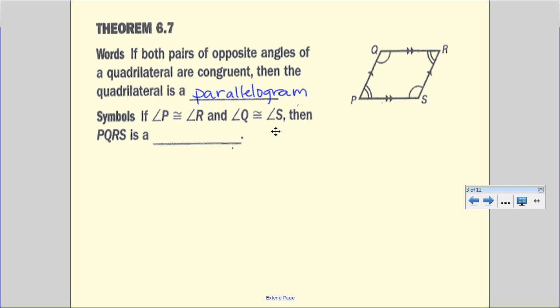It's the parent of all these other ones that we know so well, rectangles and squares. And so what it means in terms of symbols: if angle P is congruent to angle R, so our angles, even though we're in quadrilaterals now, not triangles, we still use the same symbols. Congruent angles still are shown the same way. So P is congruent to R, and Q is congruent to S. We have to have both pairs being congruent. Then PQRS is a parallelogram.